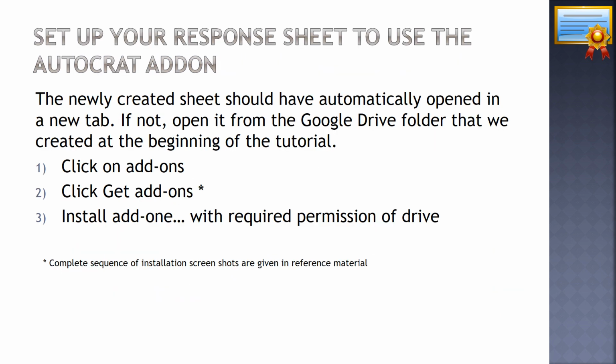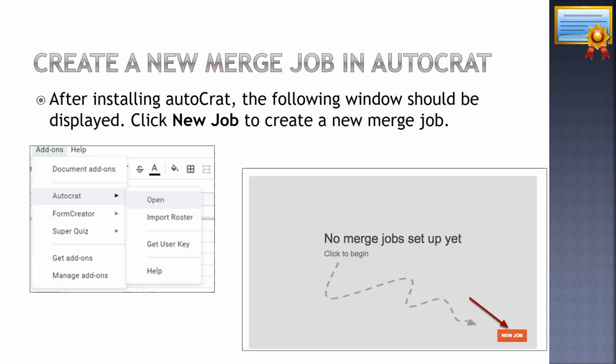Up to now, we are ready with the quiz. Next job is to add an add-on, AutoCAD. There are many alternatives. You may choose either as per your choice. The add-on installation process is given in the reference document with all flow sequence diagrams. The installed add-on will be available in the menus as shown in the diagram. Click open. You will see the window to create a new job.